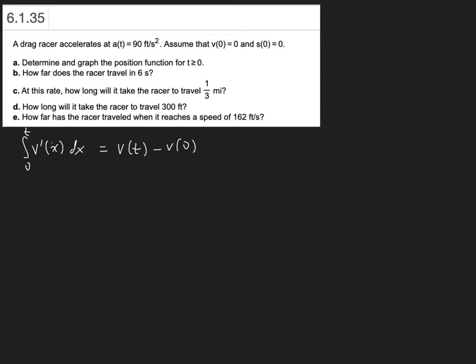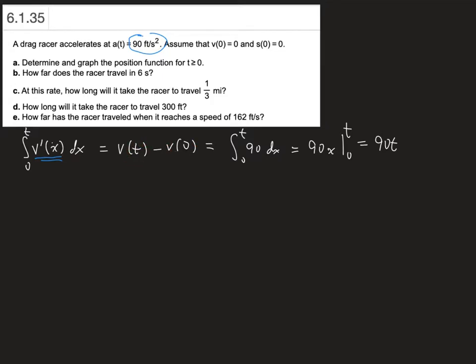The reason that's relevant is that the derivative of velocity, this value that we have here, is acceleration, and we're given that acceleration is a constant function, so it's just a number, the number 90. So this v of t minus v of 0 is going to be equal to the integral from 0 to t of just the constant 90. And so that'll be 90x evaluated from 0 to t, which is 90t. Now that is the difference, v of t minus v of 0.